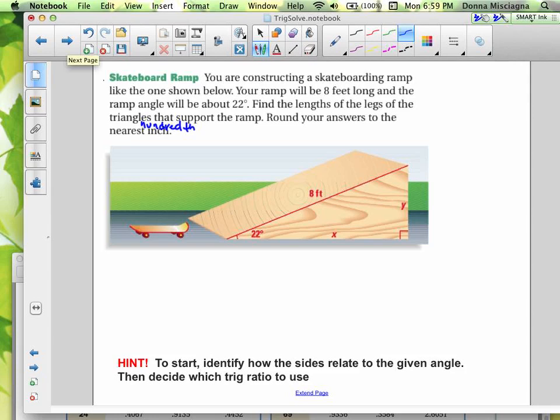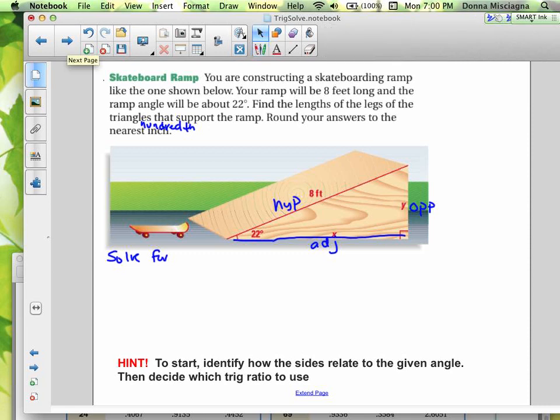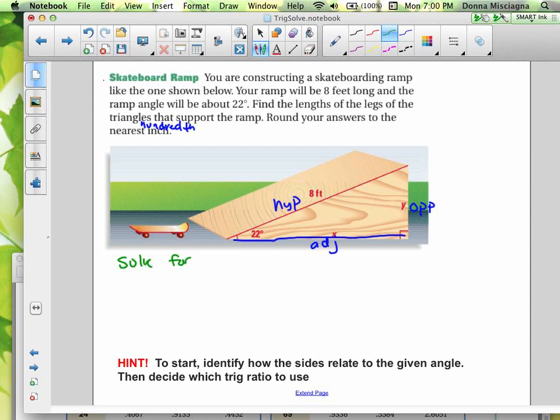All right, so let's first find x. Notice where x is located, right next to the angle. That is the adjacent side. Y is across the triangle. That's the opposite side. Then, of course, across from the right angle is the hypotenuse. So for finding x, let's solve for x first. I labeled in blue, I'll write solving for x in green. So we're going to solve for x.